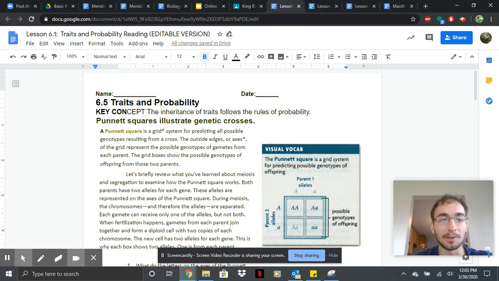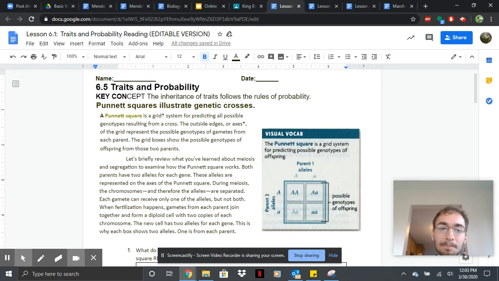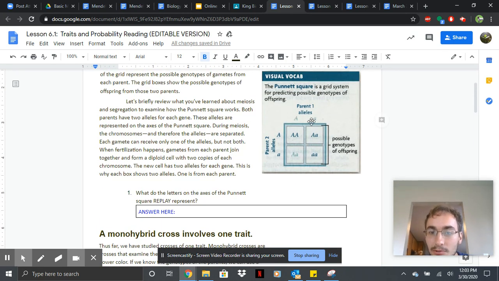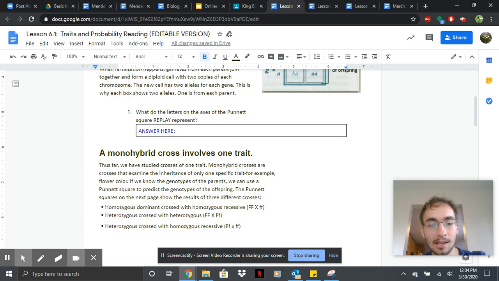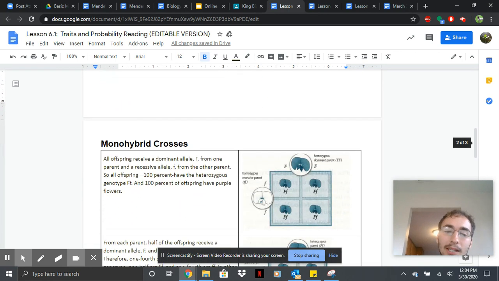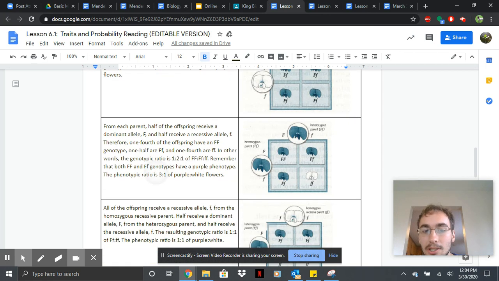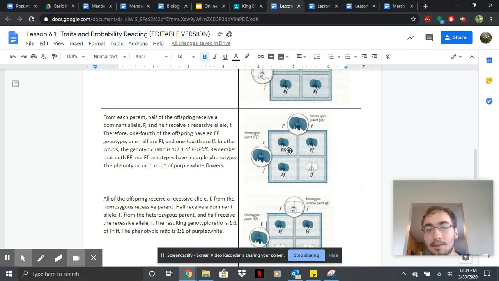So we're going to start out with the article, 6.5. Read a couple paragraphs. It's going to ask you what do these letters represent? The answer is hidden somewhere in the photo. That one's pretty easy. And then you're going to go down. It's going to talk about different crosses. A cross is essentially two parents mating. So you've got this kind of plant, and it has these genes, capital F, and it has to do with the flower genes. So you're basically mating these plants and seeing what the kids are going to look like.